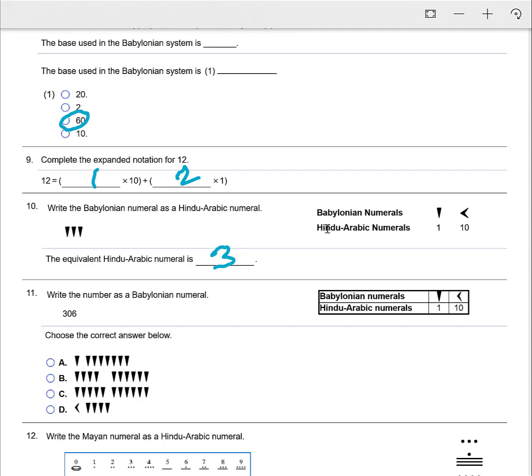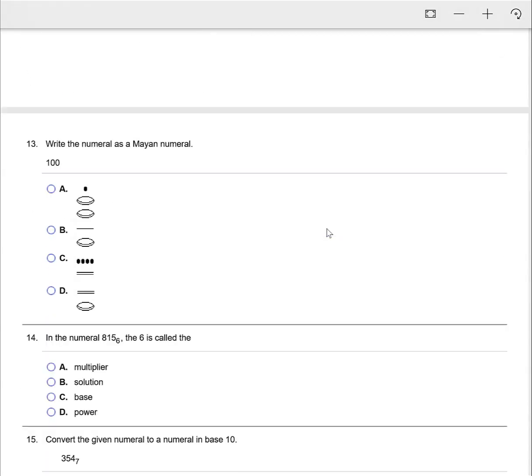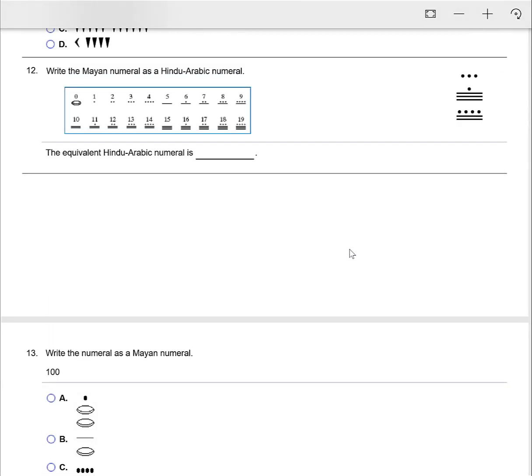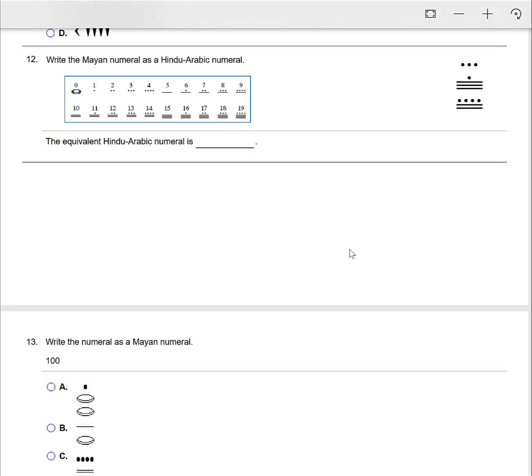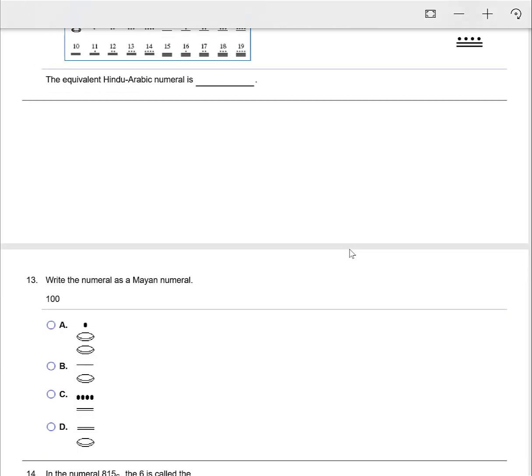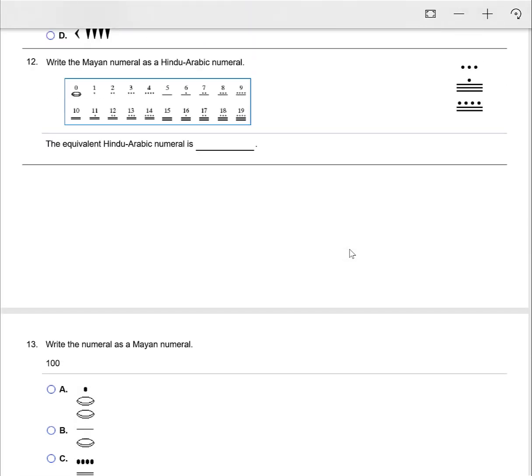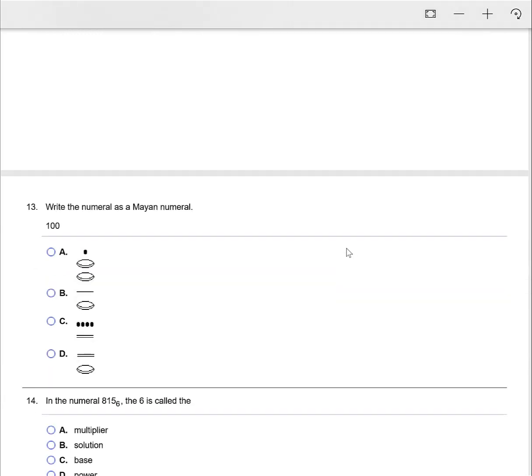And let's go back over here, because these I'm going to do on this side. So write the symbol as a Mayan, and the Mayan symbols are right up here, and 100. So remember, the largest positional value less than this number is 20. So if I divide 20 into 100, what do I get? I get a 5. And the symbol for 5 is simply this, the line. And so the answer here is going to be B.